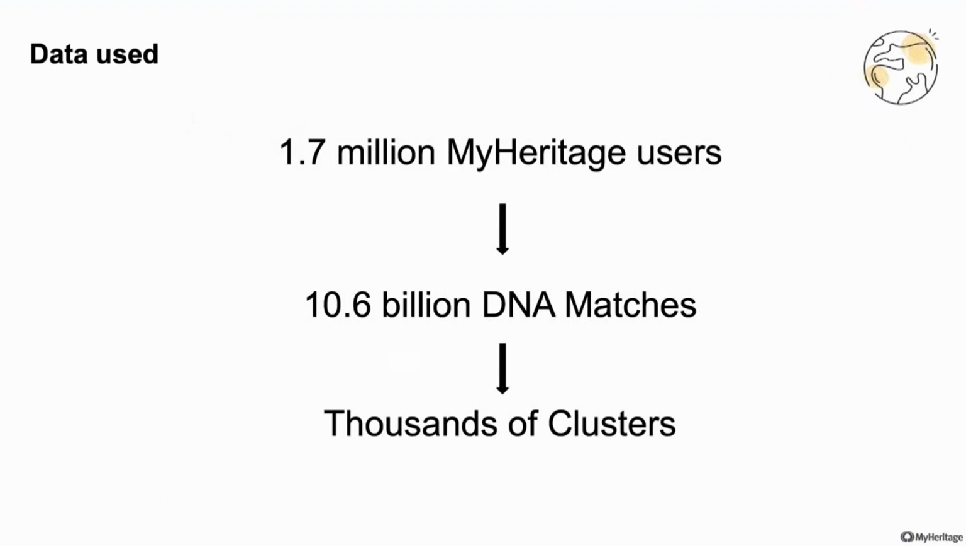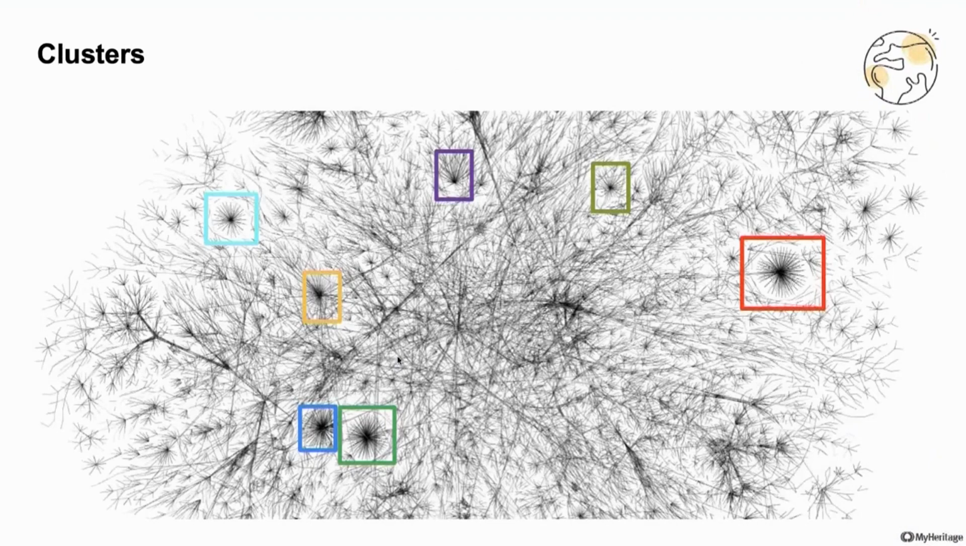We took 1.7 million MyHeritage users, 1.7 million kits that we had in the database at that point in time, for which they had 10.6 billion DNA matches, and we ran this algorithm, and the output was thousands of clusters. So if I'm coming back for a second to this image, imagine a map showing thousands of these groups, thousands of these clusters of people connected to one another.